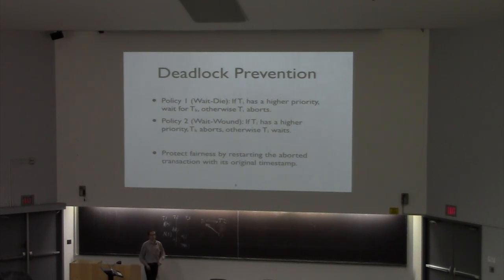So the question is, which of those edges do you lose? These two policies are called wait-die and wound-wait. Wait-die: if you try to acquire a lock that you can't get, you die. And wound-wait is if you try to acquire a lock that is held by some transaction with lower priority, you wound it. Now, if you do need to restart the transaction, you can preserve fairness-ish by restarting it with its original timestamp, and this way you ensure that there's always forward progress.